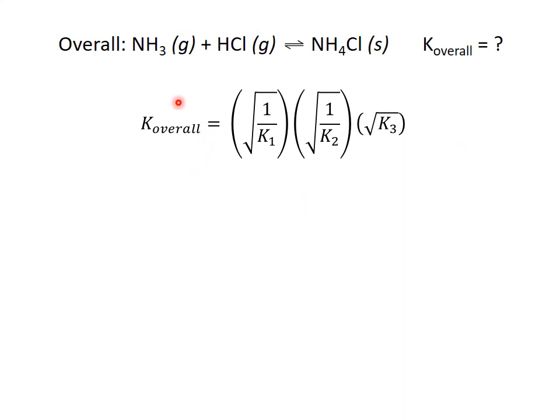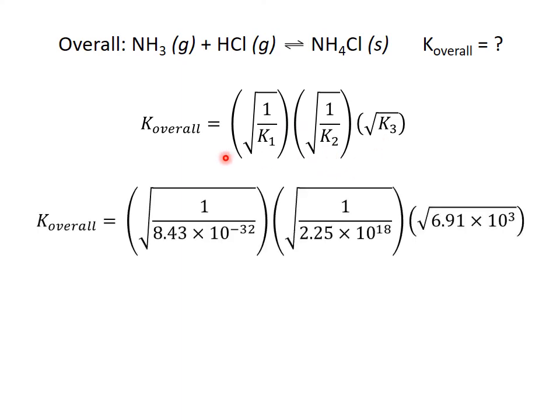Remember that the K overall is going to be the product of the manipulated Ks. In this case, we're going to have the square root of 1 over K1 times the square root of 1 over K2 times the square root of K3. We can plug in our numbers. That's going to be the square root of 1 over 8.43 times 10 to the minus 32 times the square root of 1 over 2.25 times 10 to the 18th times the square root of 6.91 times 10 to the third. Now if we do our crunching, after we crunch them all down and the dust settles, we get a final answer of 1.91 times 10 to the 8th.